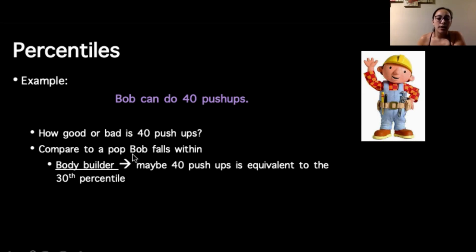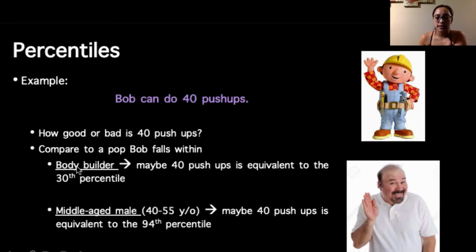How good or bad is kind of dependent on the population that Bob falls in. Okay, so if Bob is a bodybuilder, this is a joke, Bob the Builder, okay, maybe 40 push-ups is equivalent to the 30th percentile. In other words, Bob is able to perform at or better than 30% of the population that he comes from, or 30% of the sample that he comes from. Okay, we can extend our sample to our population usually in these scenarios, but this is the general sense of how this works, okay?